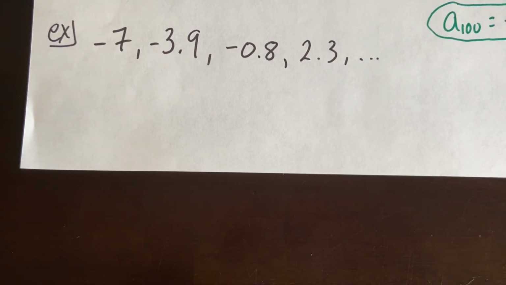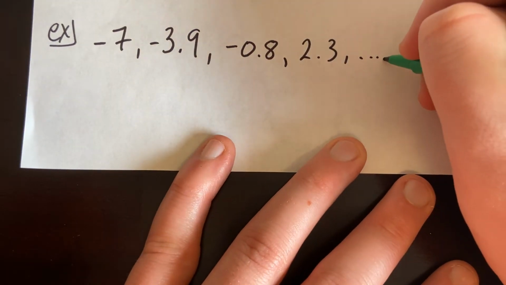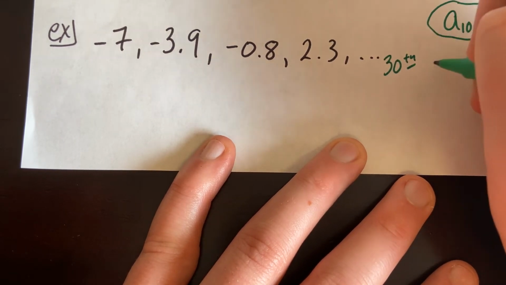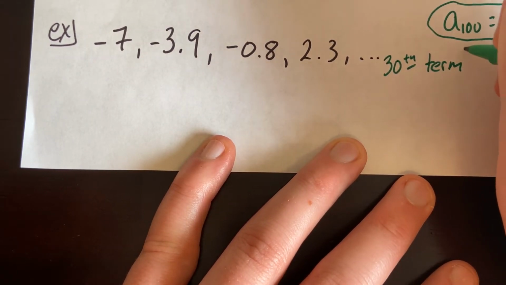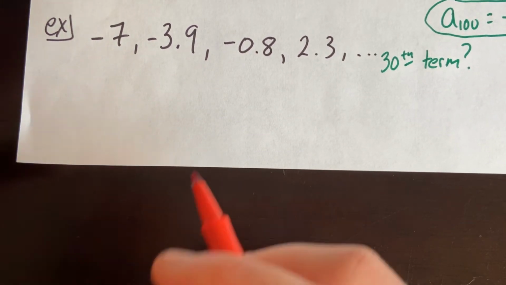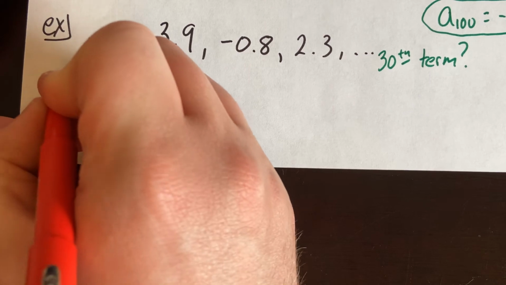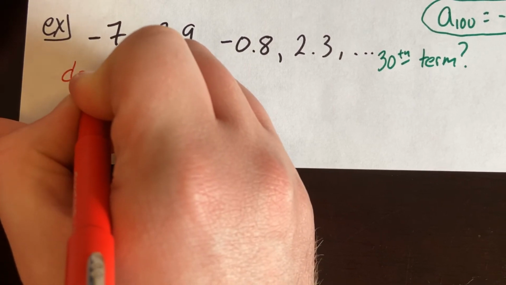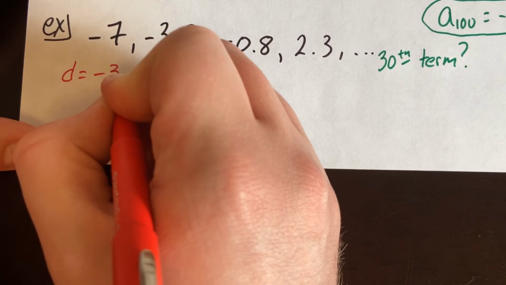Okay, so we've got this sequence, and again, what is the 30th term? I want to know what the 30th term is. So again, we've got to find that common difference. How are we getting from one number to the next? Well, again, looking at succeeding numbers here, the common difference is that second number I see, negative 3.9.